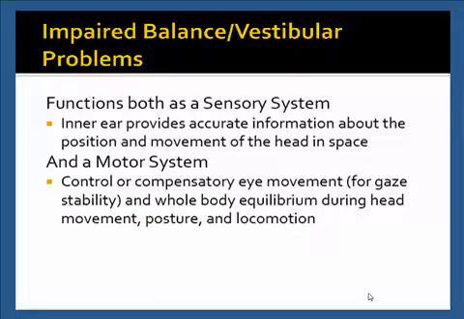The vestibular system functions both as a sensory system and as a motor system. As a sensory system, the inner ear provides accurate information about the position and movement of the head in space. And as a motor system, the control of compensatory eye movements and whole body equilibrium occur during head movements, posture, and locomotion.